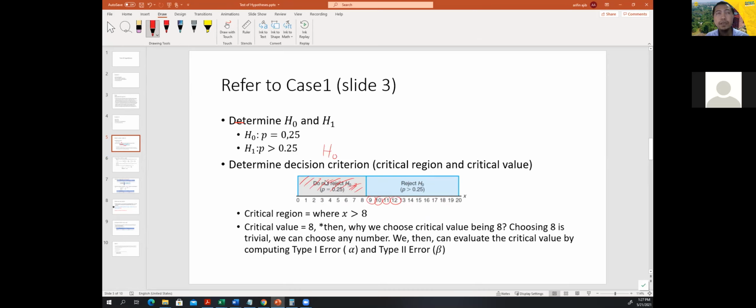Ya, karena H0 itu harusnya masuknya area sini. Oke, kalau observasinya menghasilkan di sini itu betul ya. Tapi kalau observasinya munculnya di area sini, ini dianggap error. Ya, seperti itu. Oke.